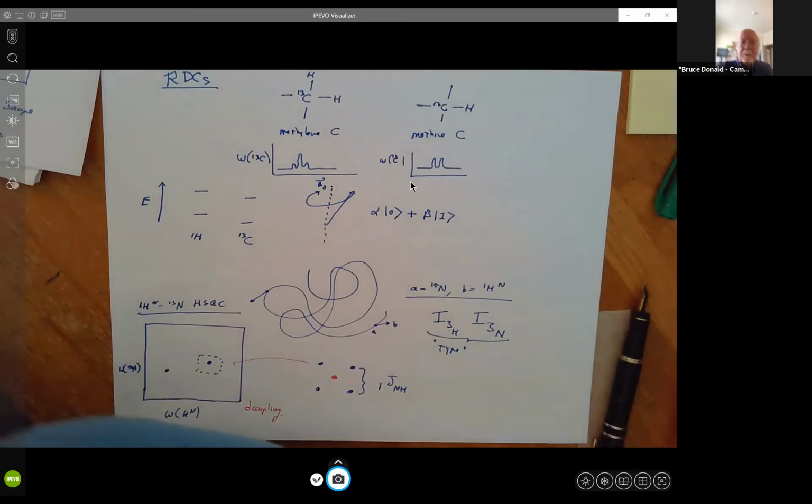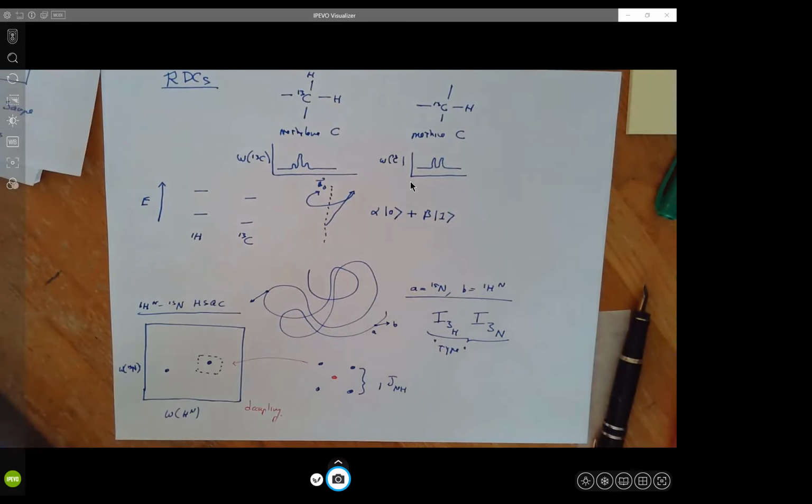I'm going to pause for a moment to plug in my power cable, which I think would be a good idea, to make sure we don't lose signal here.